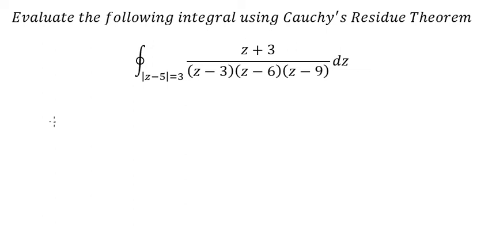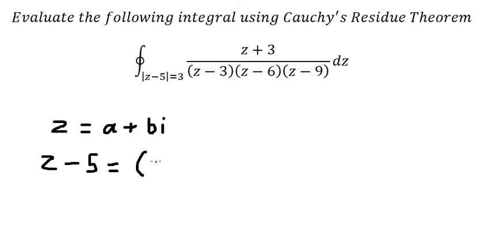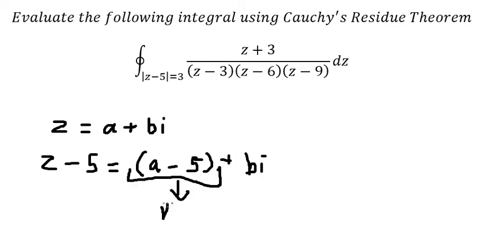We know that z equals a plus bi. Now we have negative number 5, so we have a minus 5 plus bi. We know that this one is for the real, and this one is about imaginary.